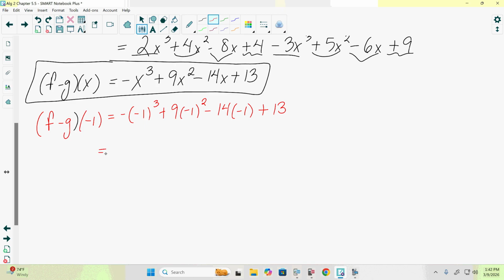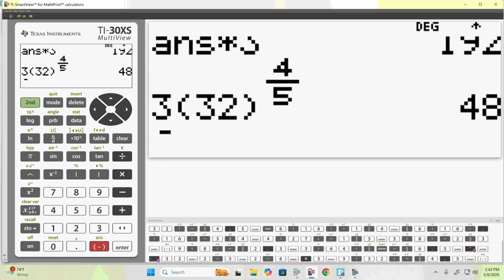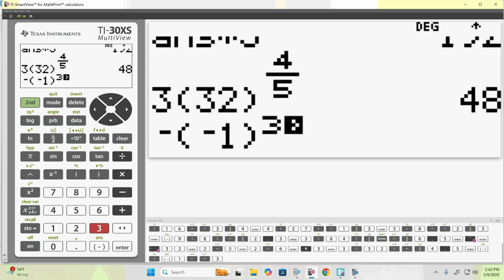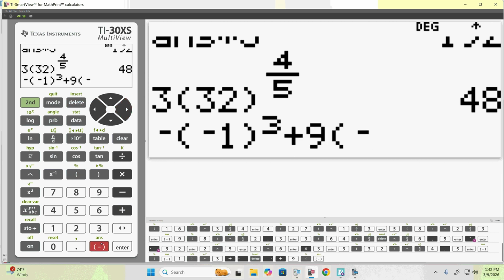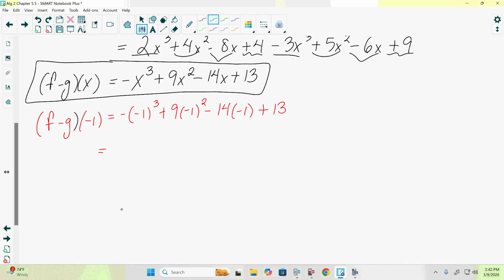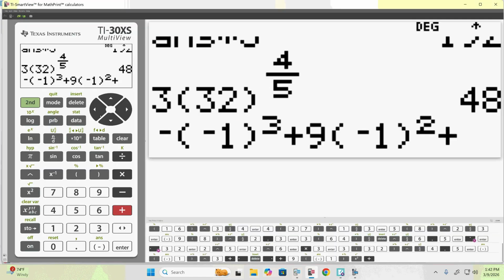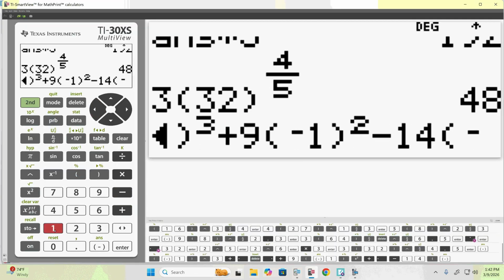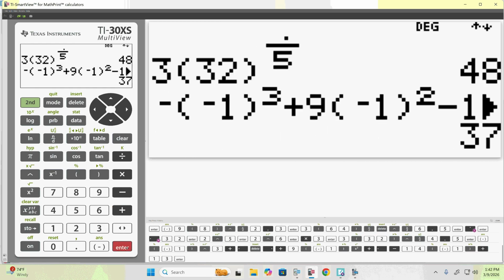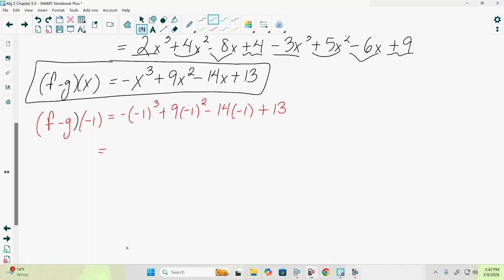Now at this point here, we can type the whole thing in the calculator. Negative parentheses, negative 1, close parentheses, cubed, plus 9 times negative 1 squared, minus 14 times negative 1 plus 13. Type it all in and we see that it is 37.